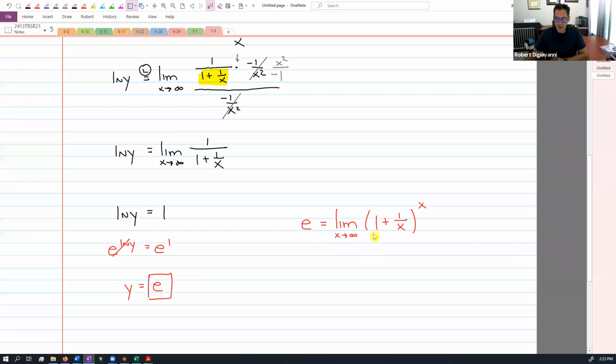So if you don't believe this, you just get on your calculator and start plugging in numbers for x here and make them get bigger and bigger and bigger. If you plug in like 10, you'll get some answer. Plug in 100, you'll get another answer. And I promise you, the bigger your number gets, the closer and closer it gets to e.